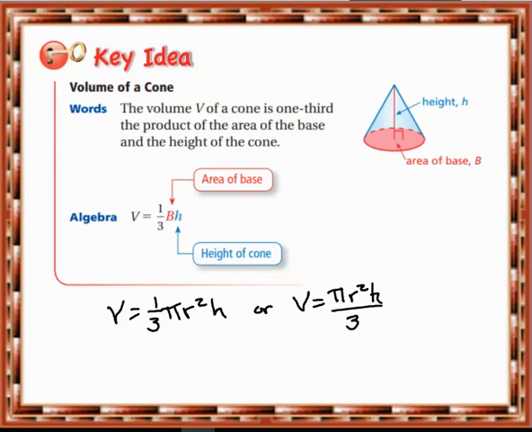All right, this is part 2 of volume of a cone, and this is where we're going to talk about application. And so we're still going to use this formula, V equals 1/3 pi r squared h, or written another way, volume equals pi r squared h divided by 3.